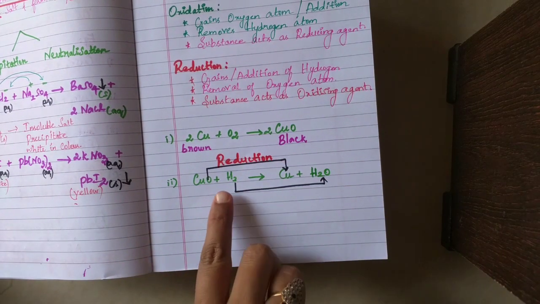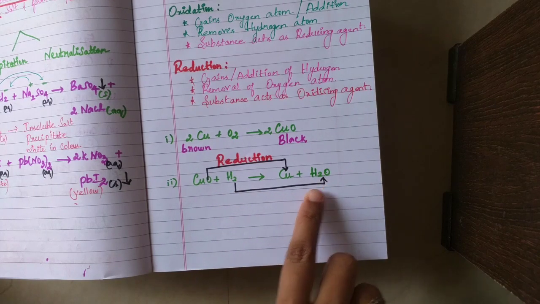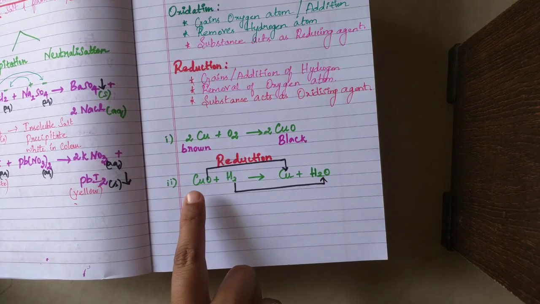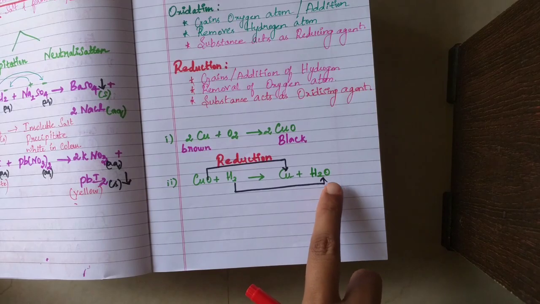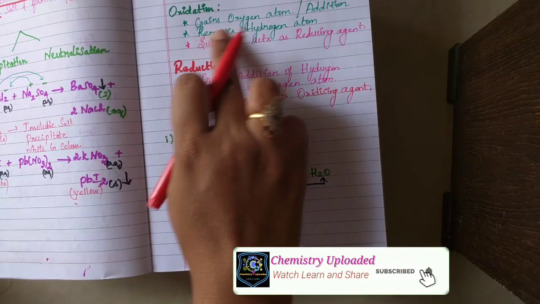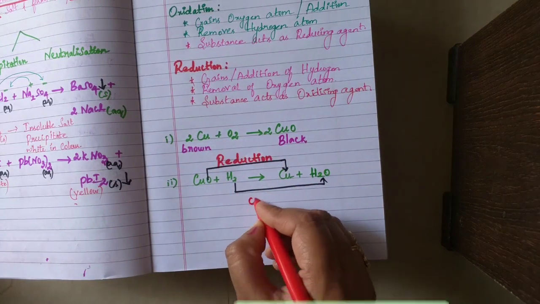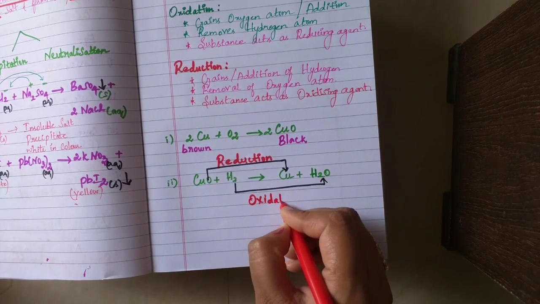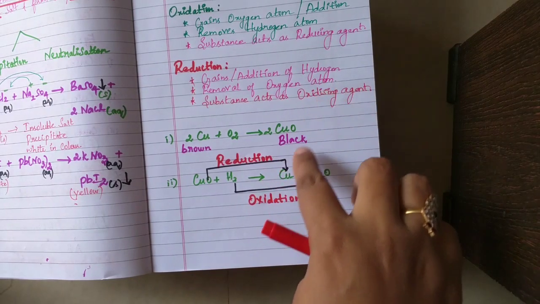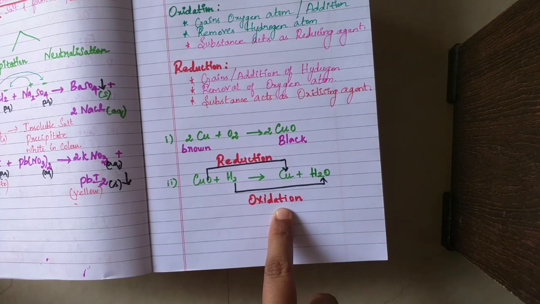Clear students? And compare H2 and H2O. What is the difference here? In the product, oxygen is added. You have to consider only products, not reactants. So oxygen is added on the product side. Addition of oxygen means oxidation. Clear, students? So removal of oxygen is reduction, and addition of oxygen is oxidation.